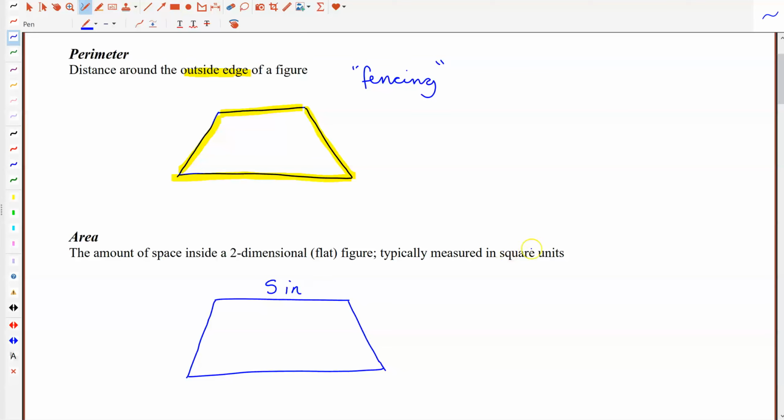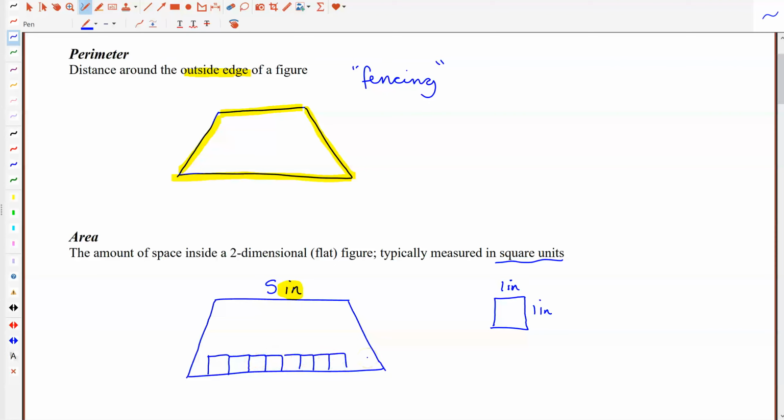So normally what we would do is measure the inside in square units, and the units match whatever the units are that we're measuring the sides. So if we're measuring the sides in inches, then I would make a square where each side of the square would be 1 inch. Okay, so I would make a 1 inch by 1 inch square, and I would make a bunch of copies of that 1 inch by 1 inch square, and I would lay them on the inside.